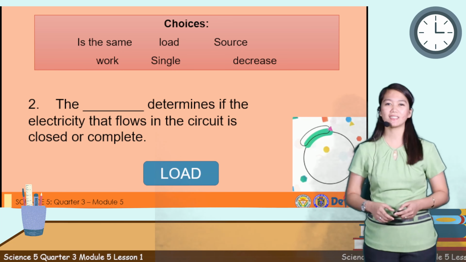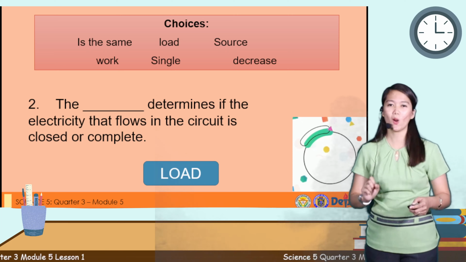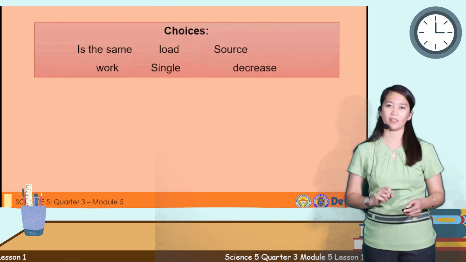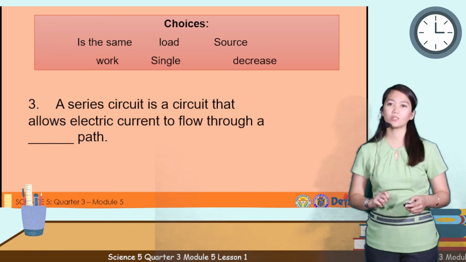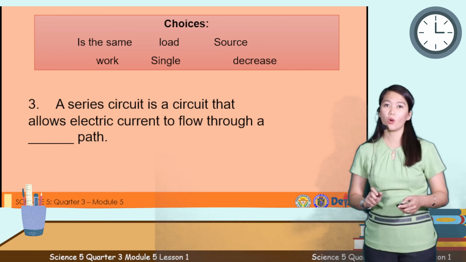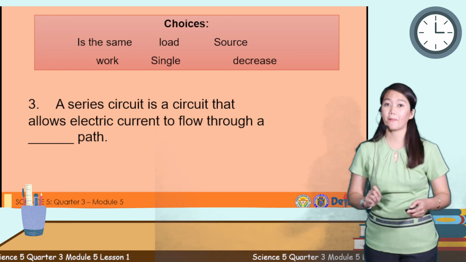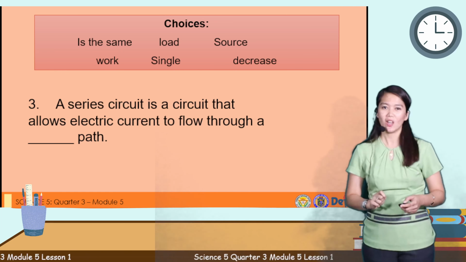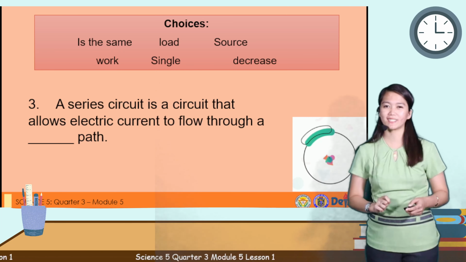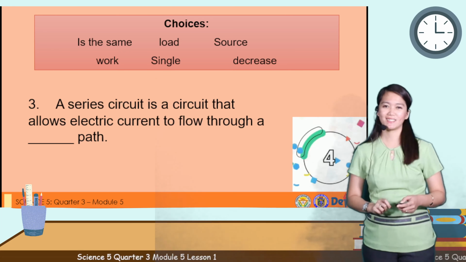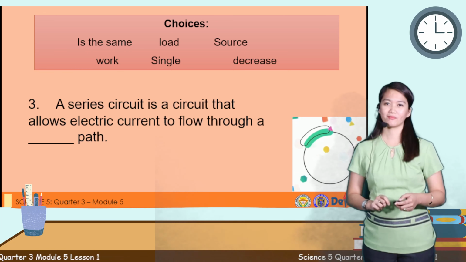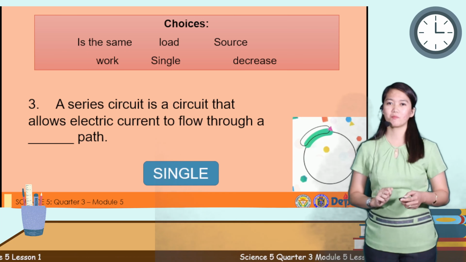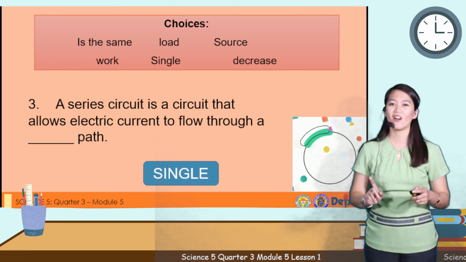Okay, the correct answer is, you're right, load. Okay, third one. A series circuit is a circuit that allows electric current to flow through a blank path. Okay, so your time starts now. The correct answer is, okay, single.